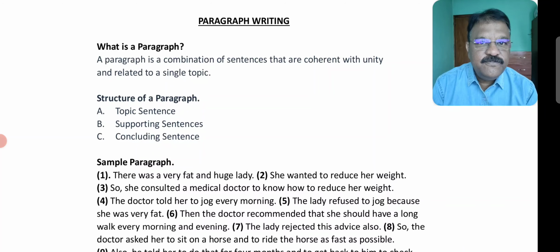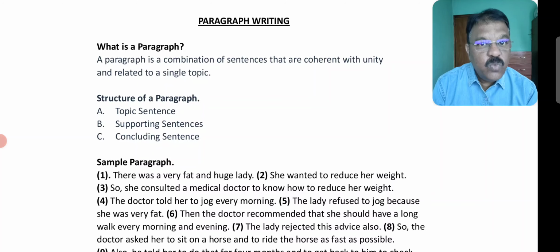Now let's get into our topic for today. My dear friends, tell me what a paragraph is. What is a paragraph? Do you have any idea? Of course you know, but how to define a paragraph? By the way, let me ask you another question. What is a sentence? A sentence is a group of words arranged in order grammatically to convey the meaning effectively. That is what a sentence is, right? Good. Then what's a paragraph? A paragraph is a combination of sentences that are coherent with unity and related to a single topic.